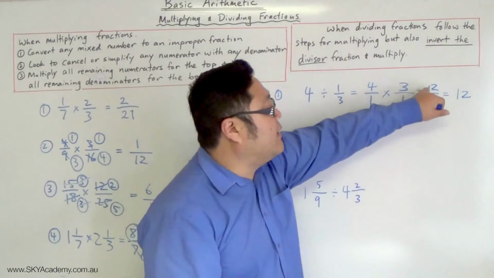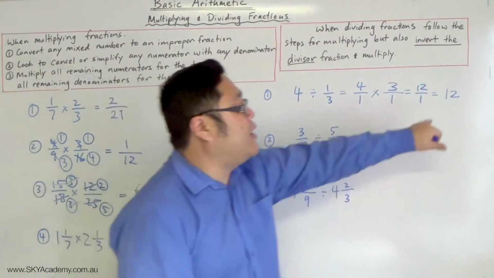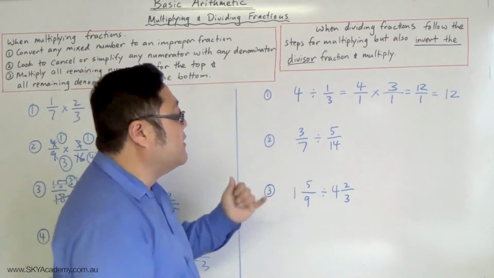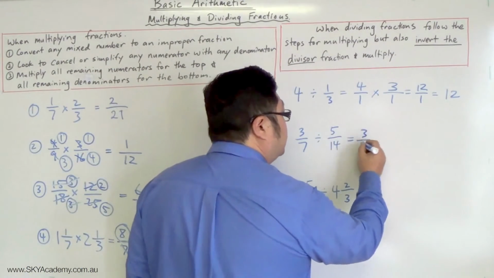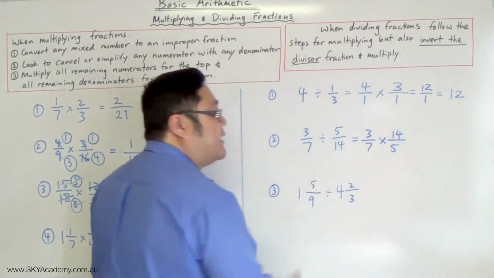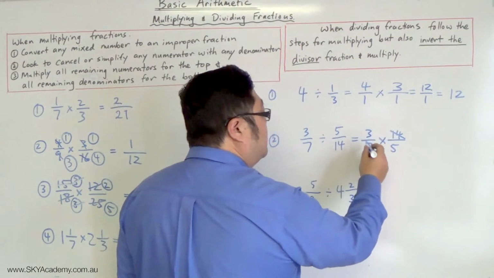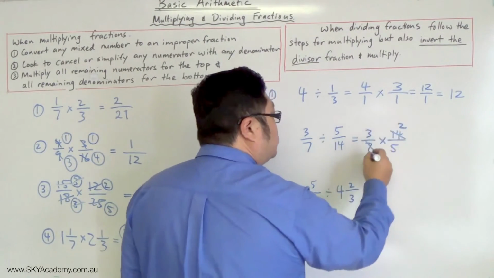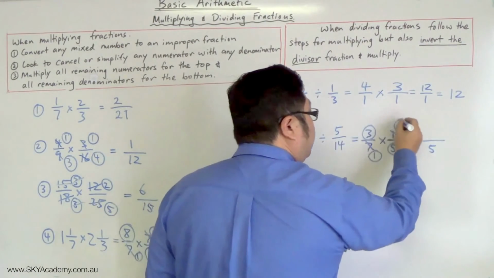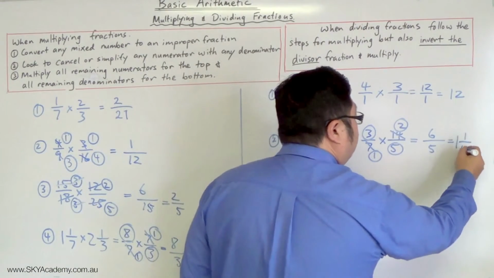So because any whole number over 1 is that whole number, and any whole number is that whole number over 1. Okay? So let's have a look at this one. This one's really simple. 3/7 divided by 5 over 14, you flip it. You flip the second fraction, right? Which allows us to simplify or cancel 7 with 14. The answer would be 2 over 1. Multiply bottom with bottom, top with top, and our answer would be 6 over 5, which is 1 and 1/5.